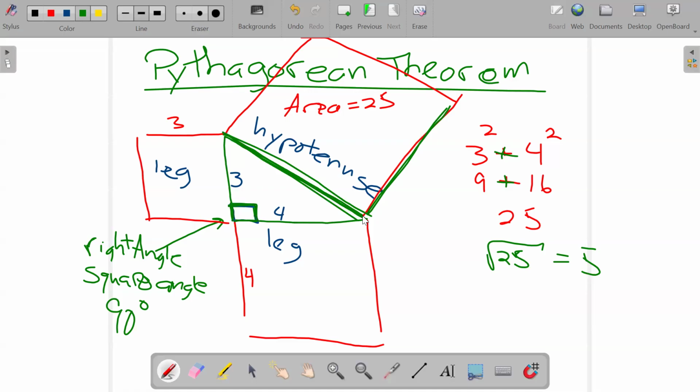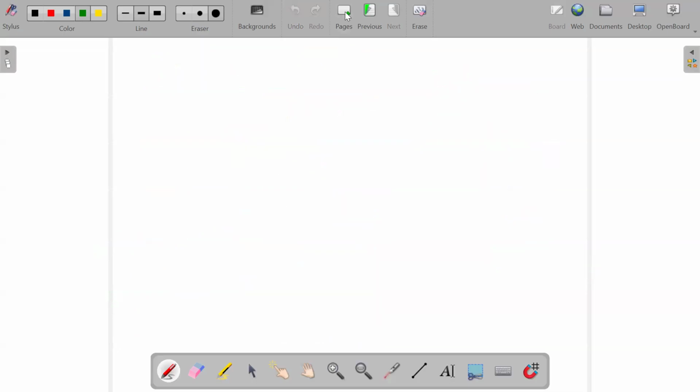Any of them can be square roots, because anytime we square, 3 squared is 9, we can go backwards and say 3 is the square root of 9. So square and square root relationships go back and forth all the time. Yeah. So in general, here's the Pythagorean theorem.